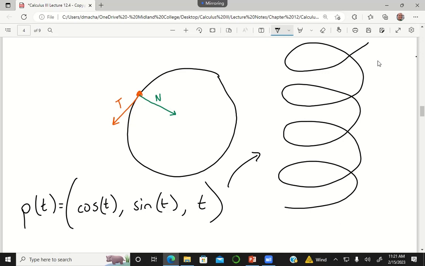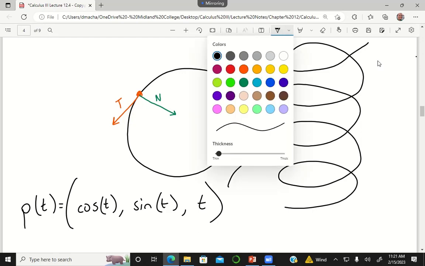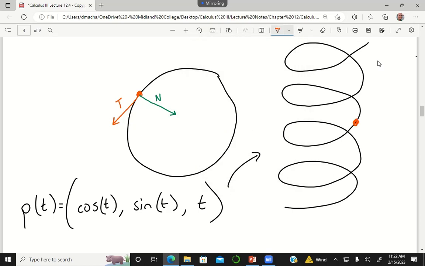If you take the derivative here, the derivative would be 1. So there's a constant upward velocity. If I take any point like this one, and I take the tangent, of course the tangent is going to have x and y components tangent to the circle. The z component of this tangent is going to be slightly positive, because it's also going up.